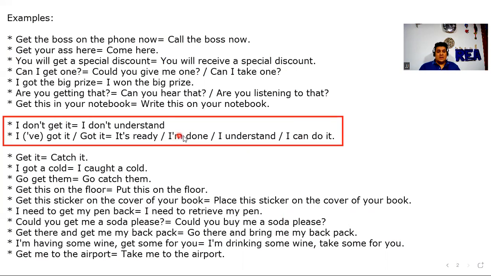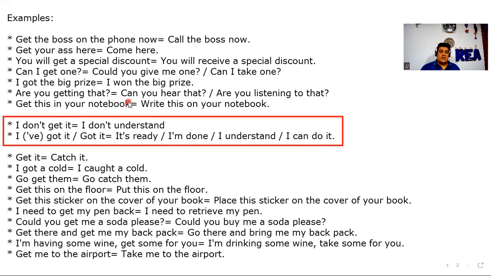Okay. So this is a daily phrase. You must get this. For example, when you say "I got it" or just "got it," it means it's ready, I'm done, I understand, I can do it, it's on me. I mean, if you are going to pay for something or whatever, this phrase, "I got it," has many meanings according to the context.